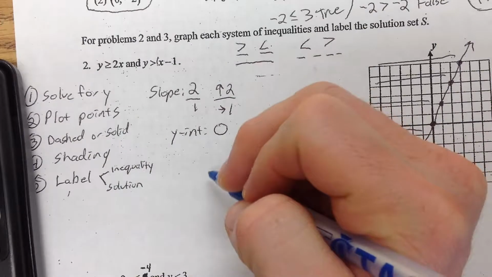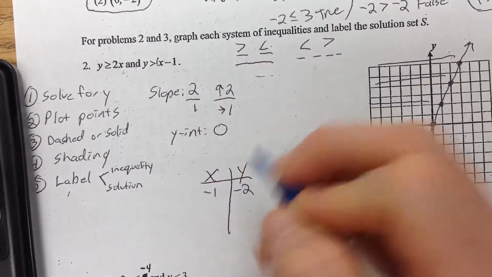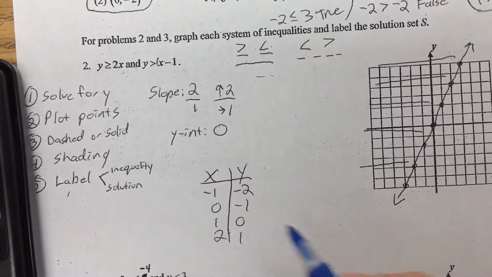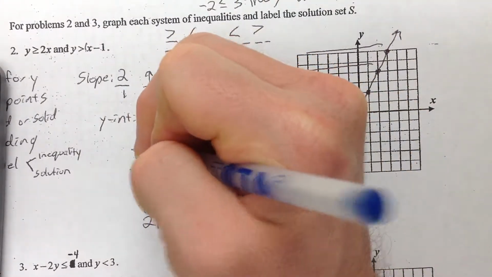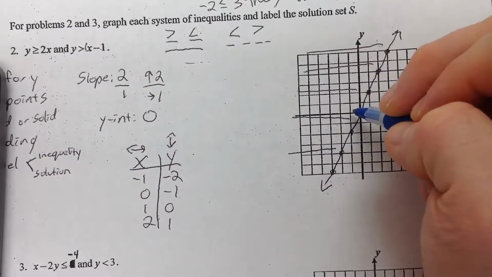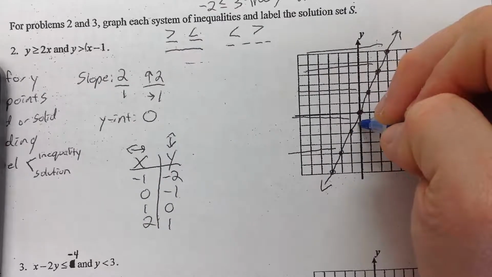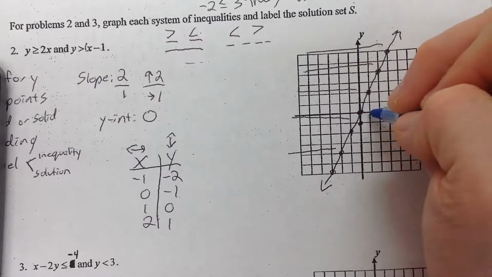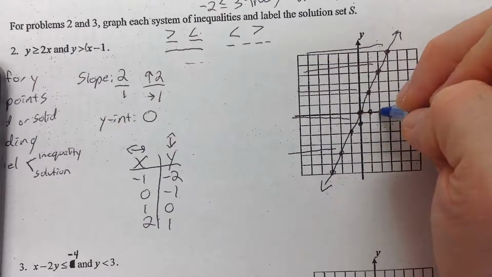So we could just do x, y, negative 1, negative 2, 0, negative 1, 1, 0, 2, 1, like that. So if I go to my graph here, remember the x is your left to right, the y is your up and down. So negative 1, negative 2 is going to be back 1 and down 2. 0, negative 1 is going to mean not going left or right at all, but then going down 1. 1, 0 is going to mean going to the right 1 and then not up or down at all. And then 2, 1 is going to be over 2, up 1.